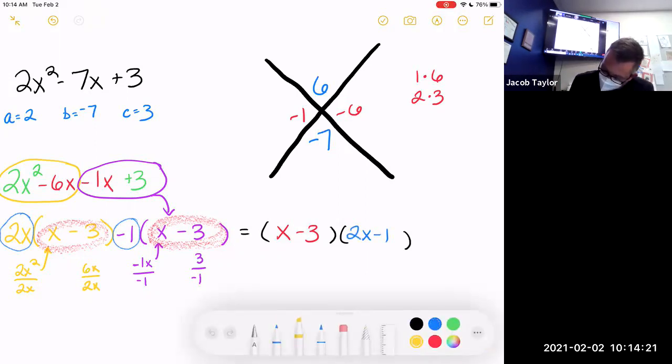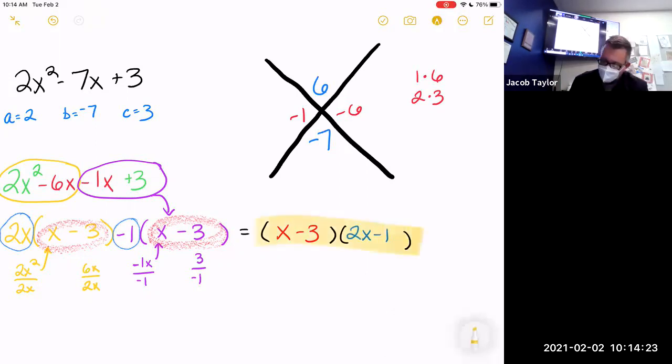And what I'm left with is 2x minus 1. There's our answer, x minus 3 and 2x minus 1.